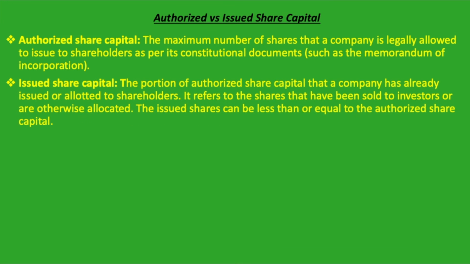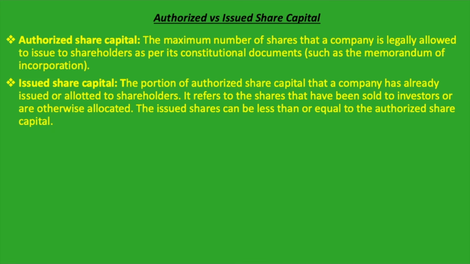Well, issued share capital is the portion of authorized share capital that a company has already issued or allotted to shareholders. It refers to the shares that have been sold to investors or are otherwise allocated. The issued shares can be less than or equal to the authorized share capital. So in simple terms, issued share capitals are the ones which have been issued to shareholders already. These are owned by the shareholders of the company, those to whom the shares have been issued. So I hope you can see the difference here. Authorized share capital, the maximum number of shares the company can issue. Issued share capital, the actual number of shares the company has already issued to the public.